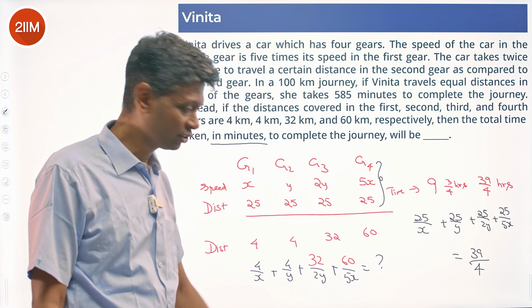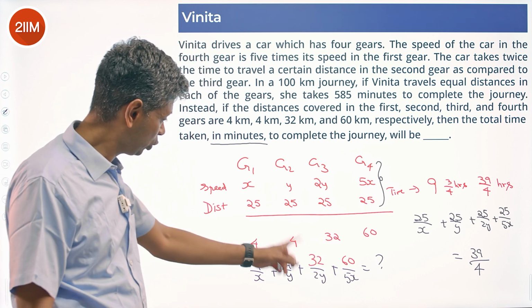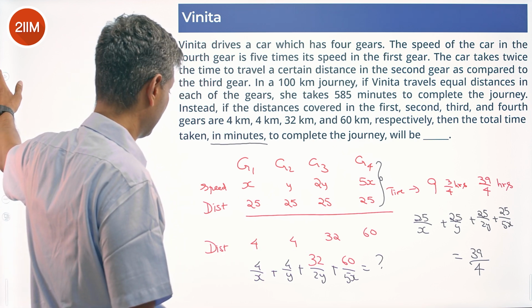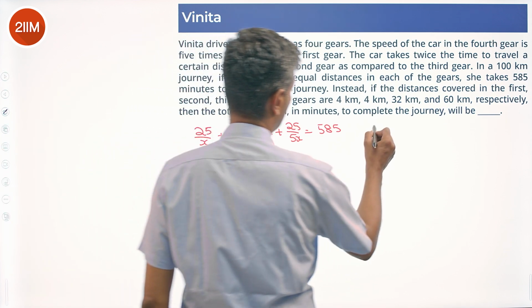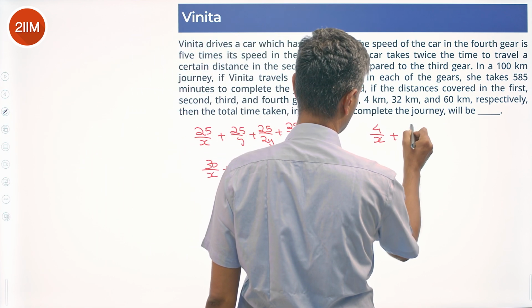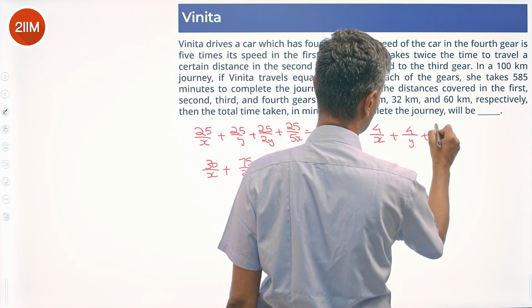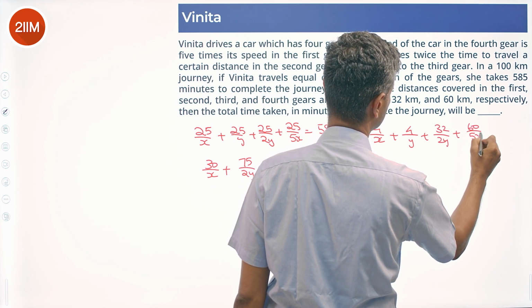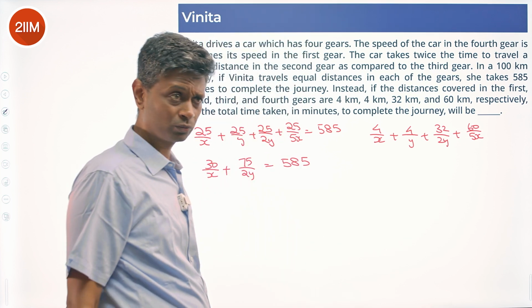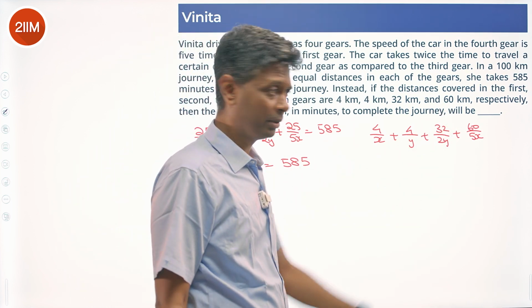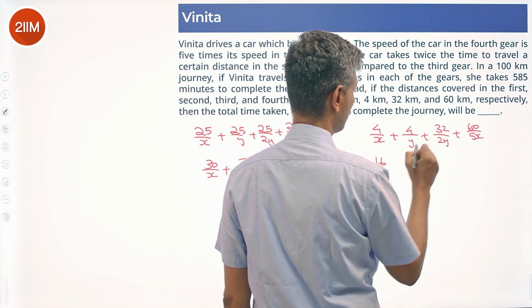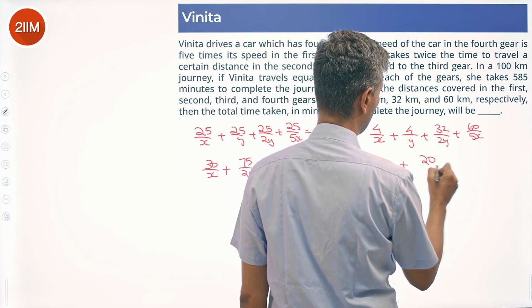60 by 5x is 12 by x. 32 by 2y is 16 by y. I'm going to write this down there and then simplify that. 4 by x plus 4 by y plus 32 by 2y plus 60 by 5x. What is that equal to? This is 4 by x, that is 12 by x, 16 by x, and 4 by y plus 16 by y plus 20 by y.